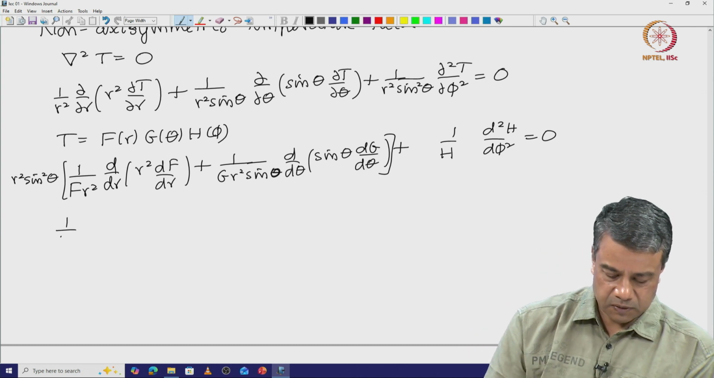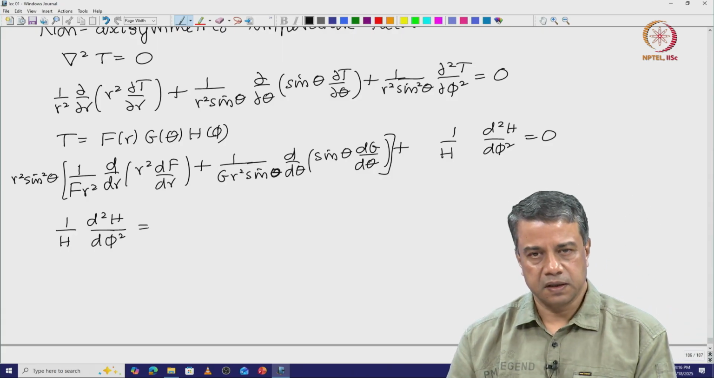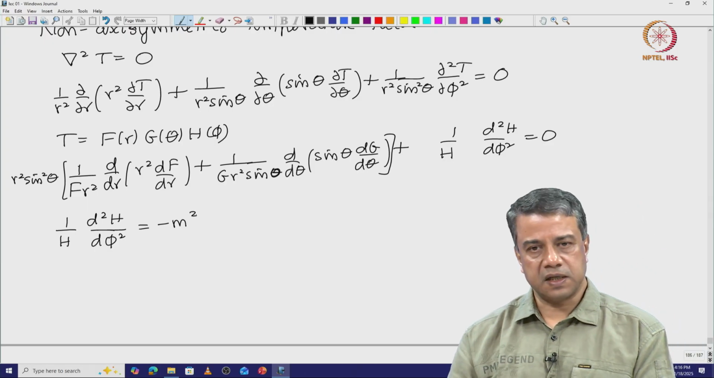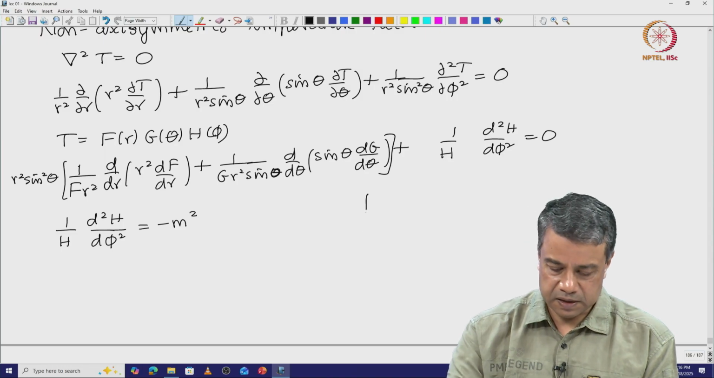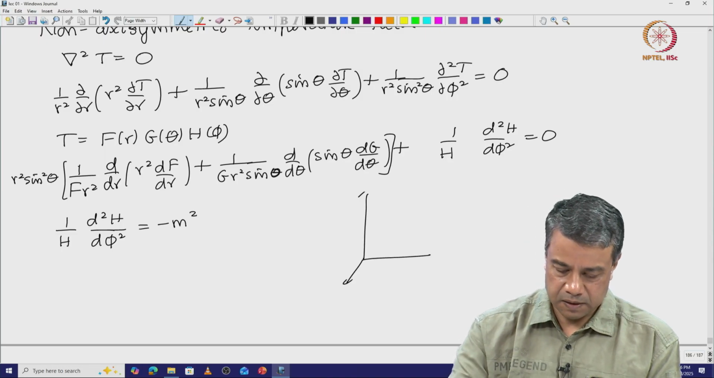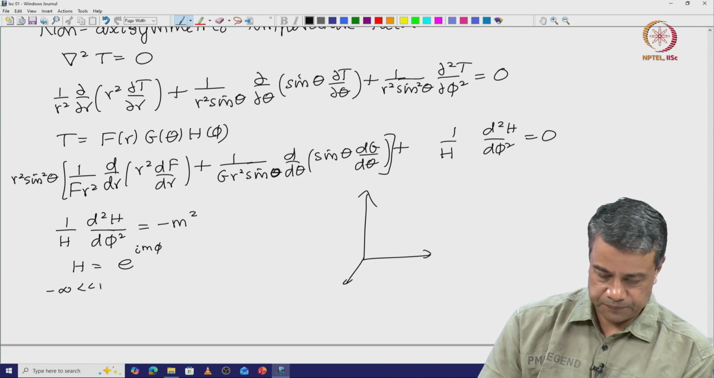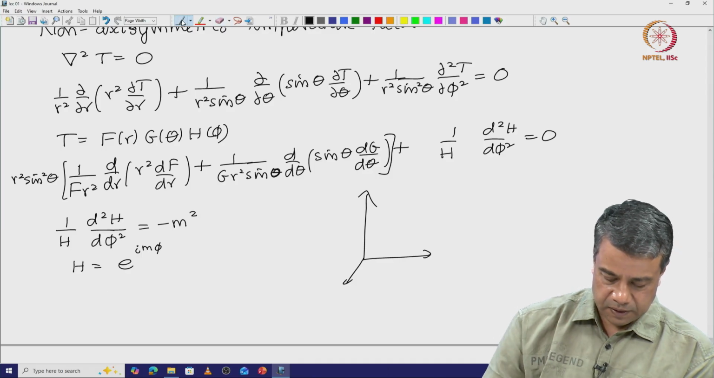The phi dependent term 1 over h d square h by d phi square is equal to a constant. That constant has to be equal to minus m square, where m is an integer. The reason for that is that only then will I get h is equal to e power i m phi, for minus infinity less than or equal to m, for integer m.